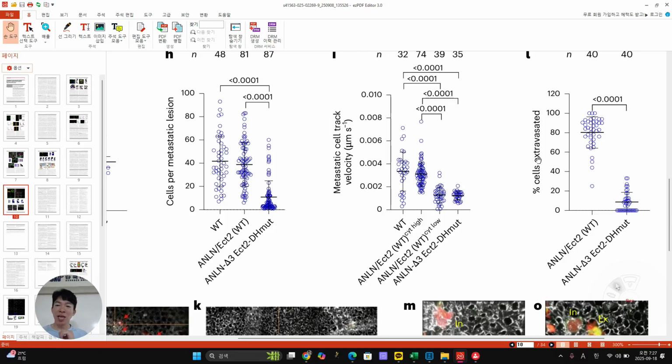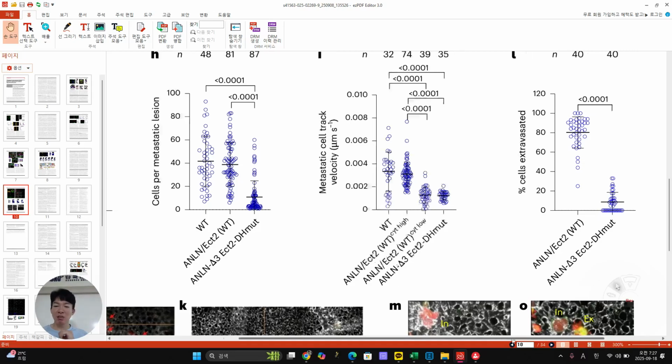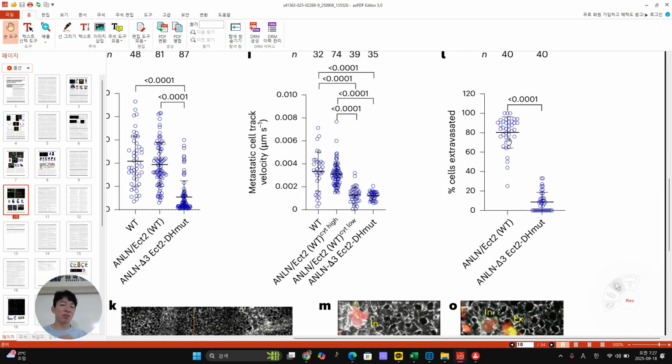The cell extravasated. Extravasated is how this cancer cell is going out from the vessel. This is called extravasation. In the wild type, 80%. Some cancer cells, when they penetrate inside the blood vessel, can go outside. So when they track cancer cells live, 80% are going out here, but only 10% are going out from the mutant.